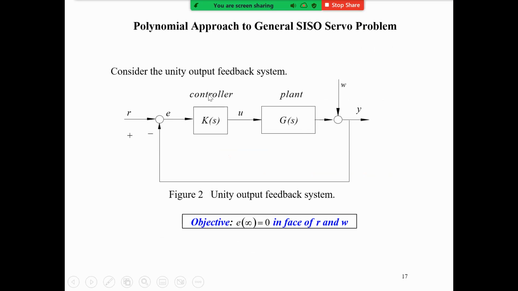Remember, when we say the system is a unit output feedback, it means there is nothing in this feedback loop. We don't model the sensor there. We have a plant, and we have our controller. This G is given. You try to design a K. And the disturbance is added here. For this framework, we have a very good solution.